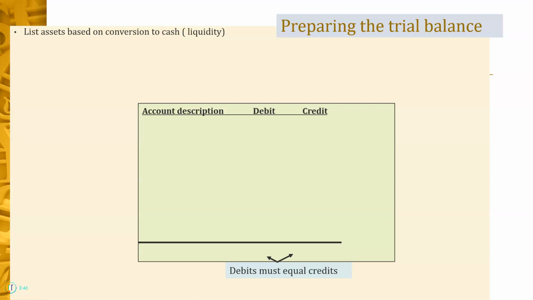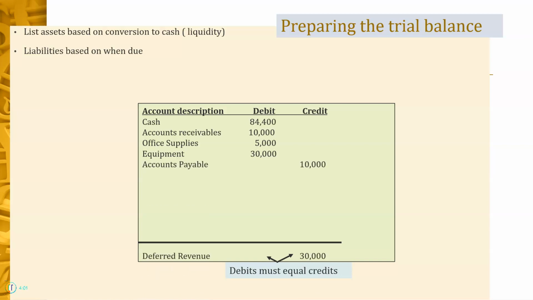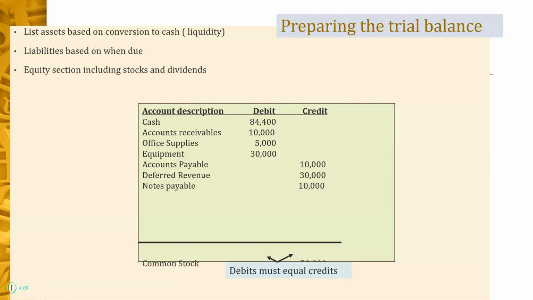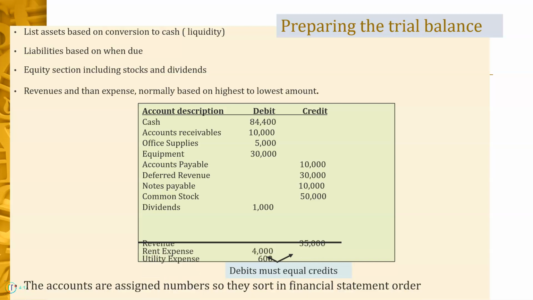We list assets based on conversion to cash, liquidity. So we start with cash, accounts receivable, office supplies, equipment. Then we would list our liabilities. Accounts payable, deferred revenue, notes payable. Then we would show our equity. We show our common stock, our dividends. And then we would show our revenue and expense accounts. Now we add them up, our debits equal our credits.